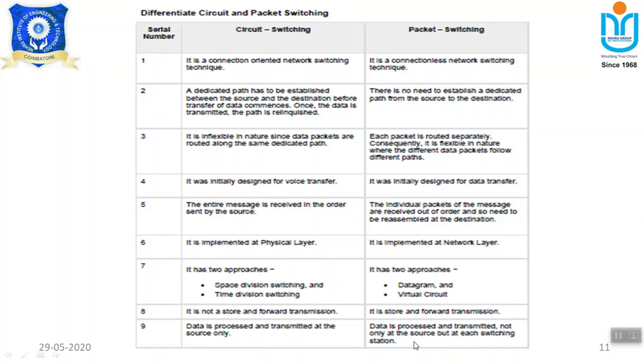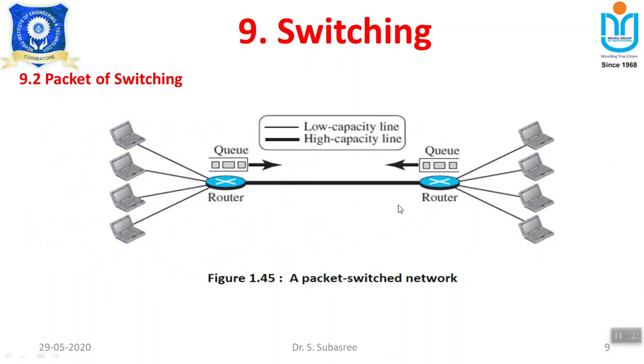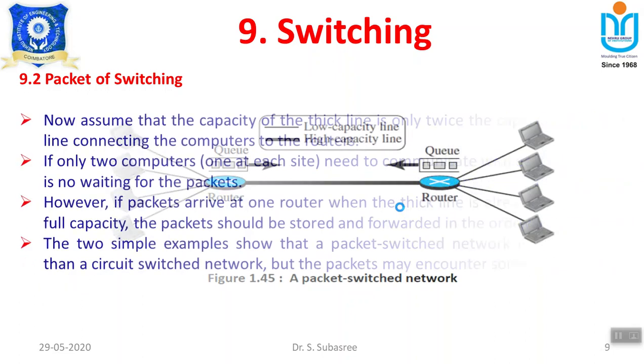But in the case of a packet switch network, data is processed and transmitted not only at the source but at each switching station. Why are we saying that? In this example there may be one switch, but in a larger network you may have multiple switches. Assume this machine wants to send some information to that machine and there are 5 switches between these two systems. It will forward information to the first switch, then that switch will forward to the second, then to the third, and it will store and forward. If that router or switch is busy, it will store the information received from the previous router and then forward it.